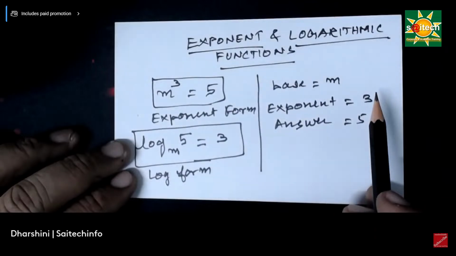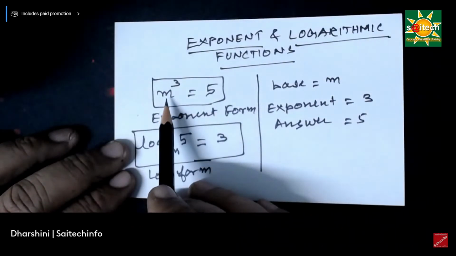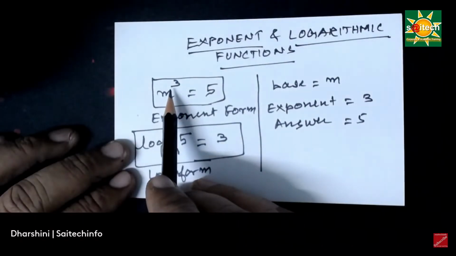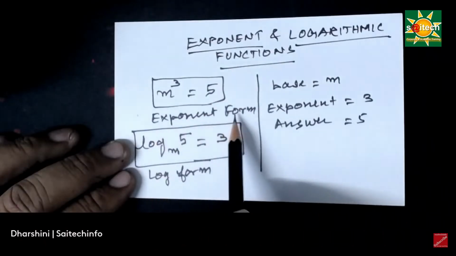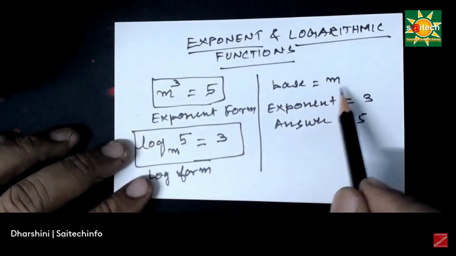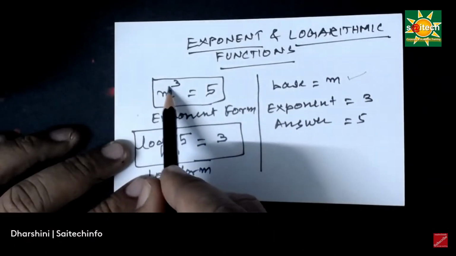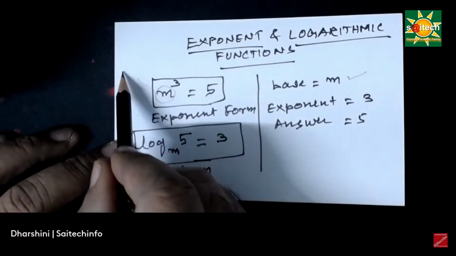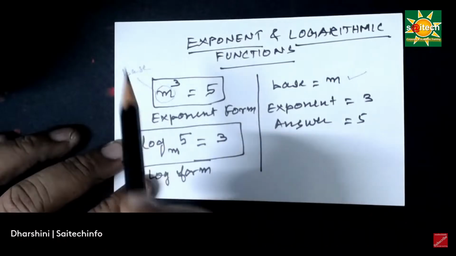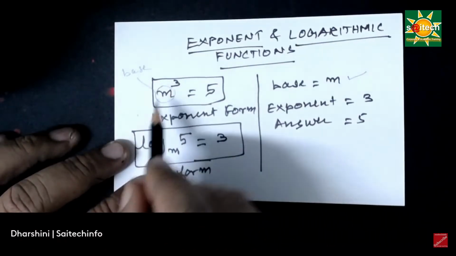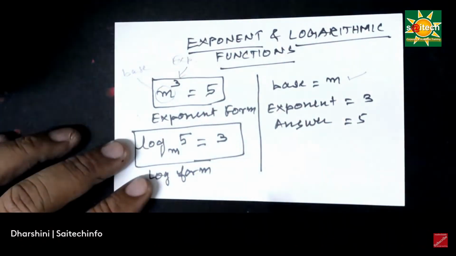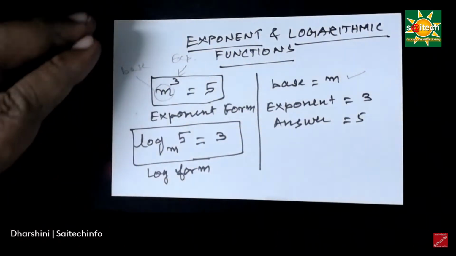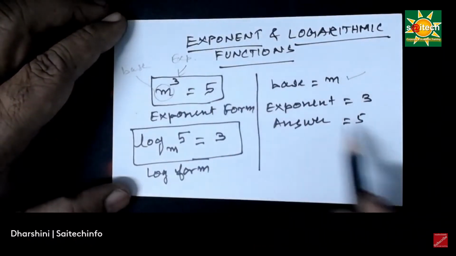Exponent and logarithmic functions. Let us consider m cube as 5. This is the exponent form. The base is m here. This is called the base. And 3 is the exponent. And the answer is 5.